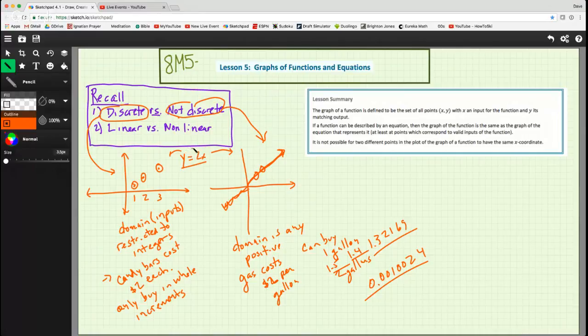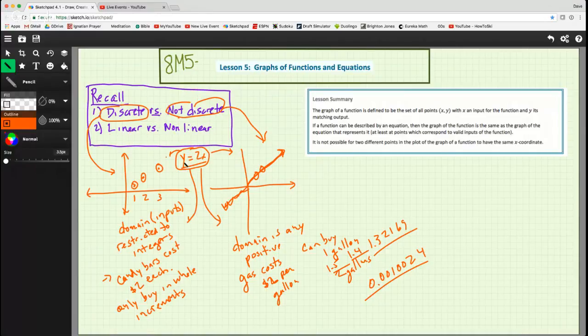And notice, this function here describes both graphs. It's just that in the case on the left, we're restricted to integers, whole numbers. In the case on the right, we're restricted to just positive real numbers. So that's discrete versus non-discrete.